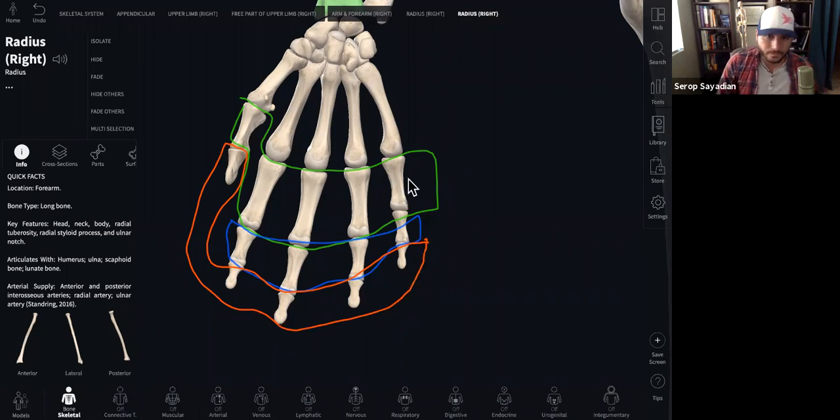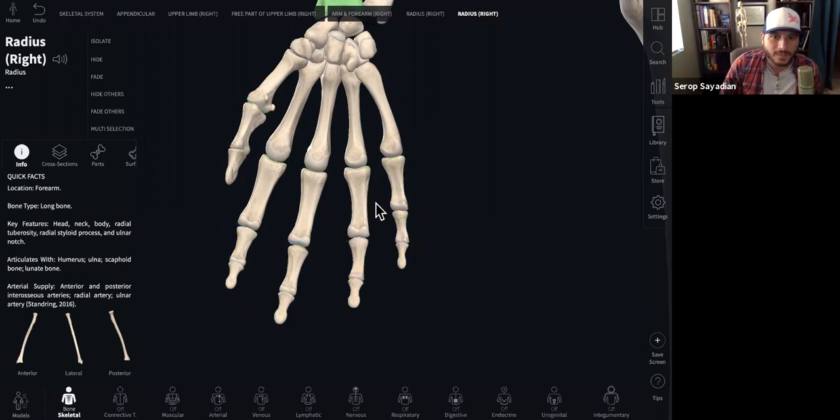Okay, thank you. Who knows how many phalanges are in one hand? It would be 14. 14, very good. Because there are 3 in each finger, and then 2 in the thumb. So 3, 6, 9, 12, 13, 14.